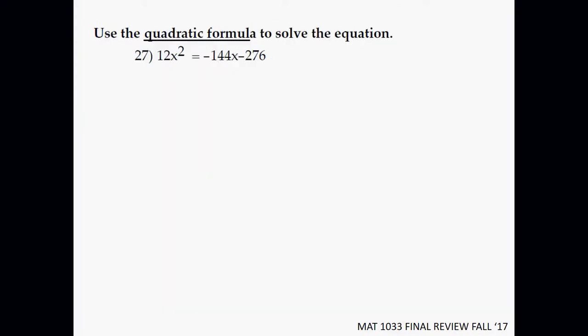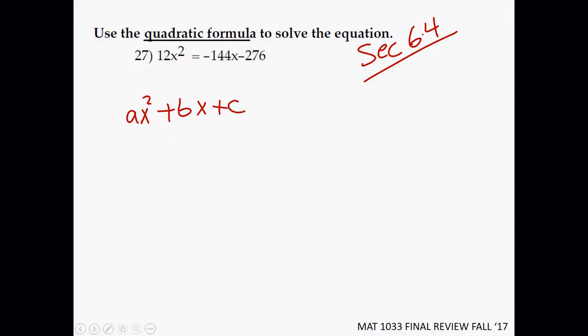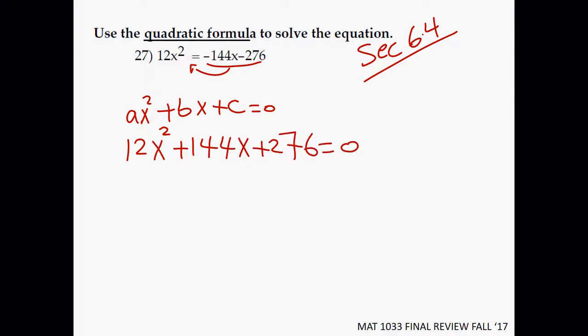The next question, we have to use the quadratic formula, and that is section 6.4. To use the quadratic formula, we have to make sure that it's in the form of ax squared plus bx plus c. We notice the given equation is not in that form, so we have to move the right hand side to the left hand side, which will be 12x squared plus 144x plus 276 equals 0.